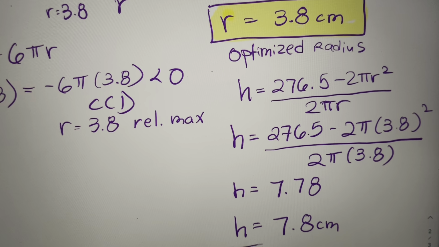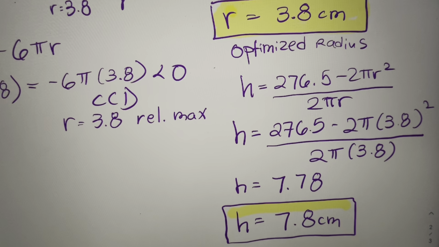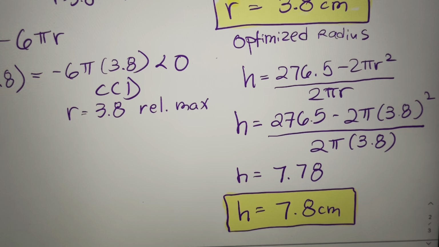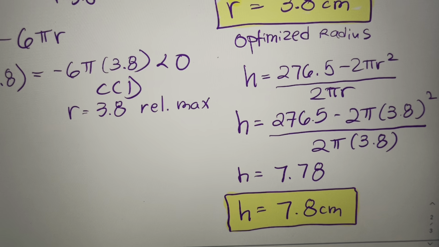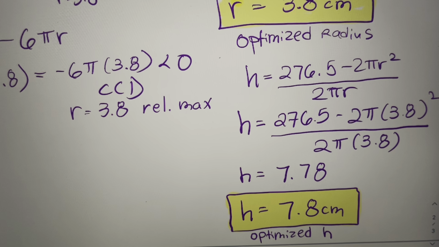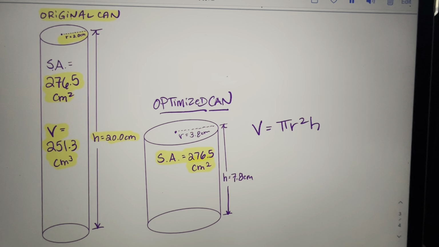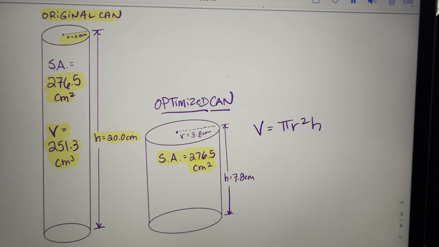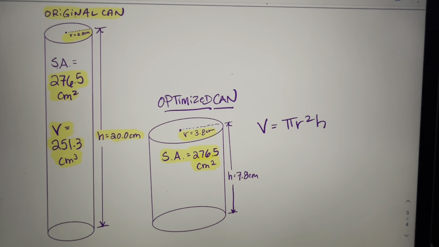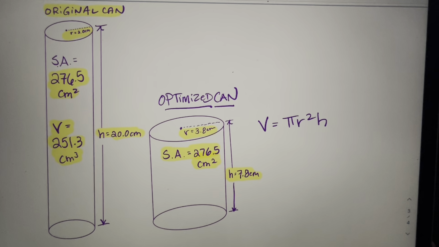So what have I just found? After I found my optimized R value, I substituted into my H equation to get, I'll label this, my optimized height. Notice that two cans should have the same surface area and get more volume from the optimized can. By doing some calculus, we found that the optimized radius was 3.8 centimeters and the optimized height was 7.8 centimeters.